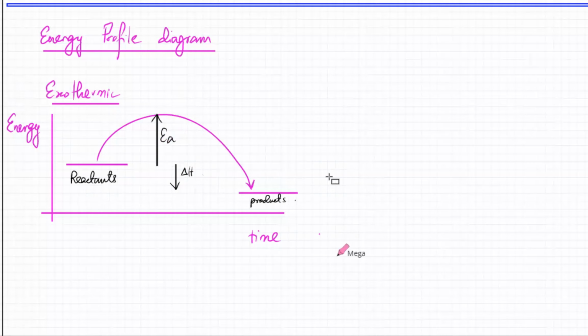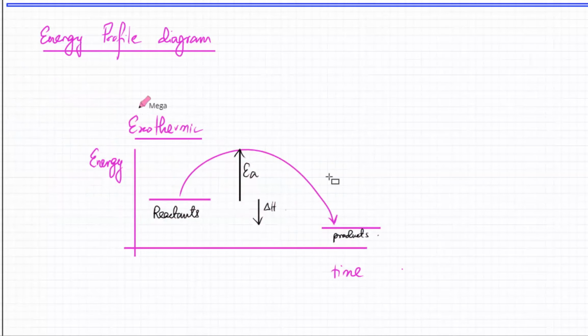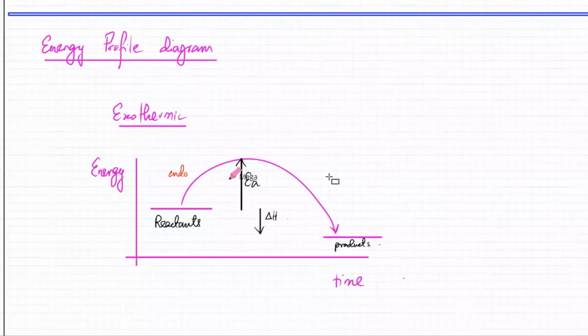Now, the thing is, why is the curve like this? The curve is like this because the first part is endothermic. I mean, the very first part, this part is endothermic. Why is it endothermic?